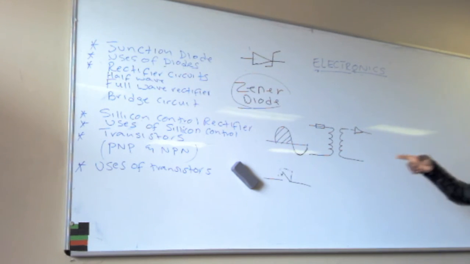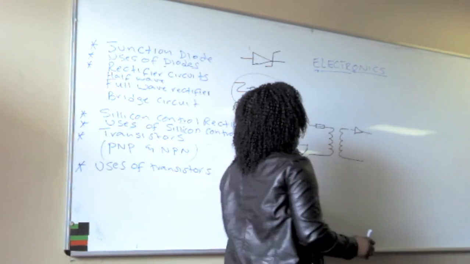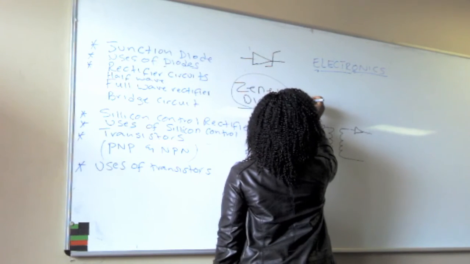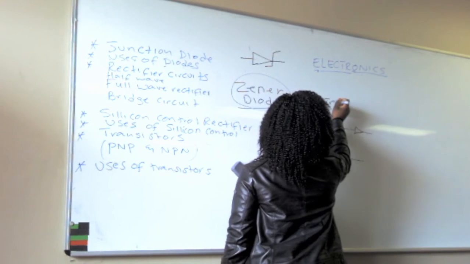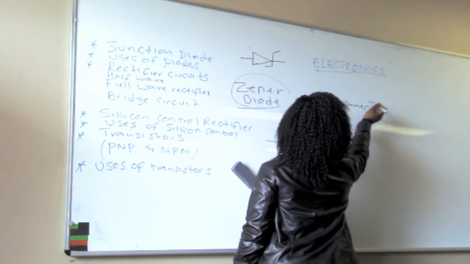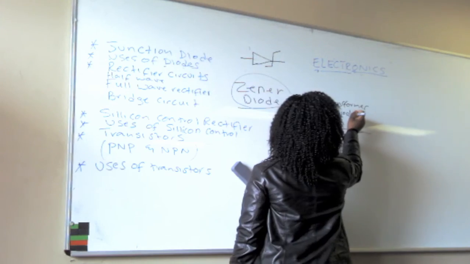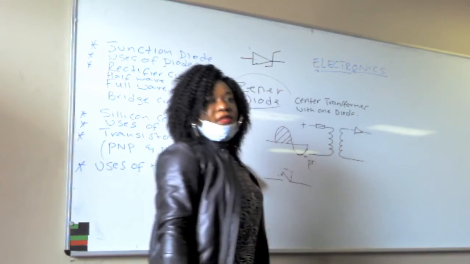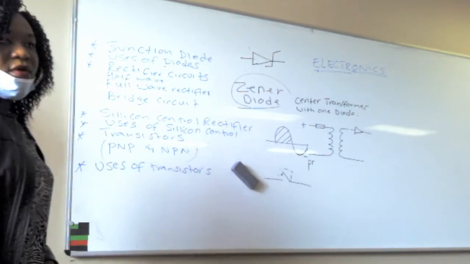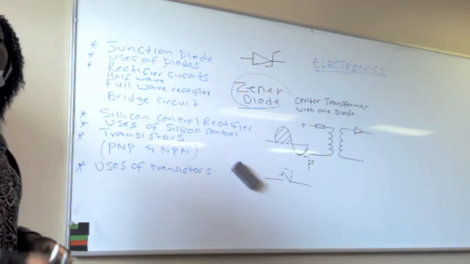So I've just used what? A fuse there. This is the positive side. This is the negative side of the primary side. So we call this one a center tap transformer. Transformer with one diode, which is a half wave. They call it a center tap transformer because that is a transformer called center tap. Then there will be a center tap transformer with two diodes, which is a full wave rectifier.